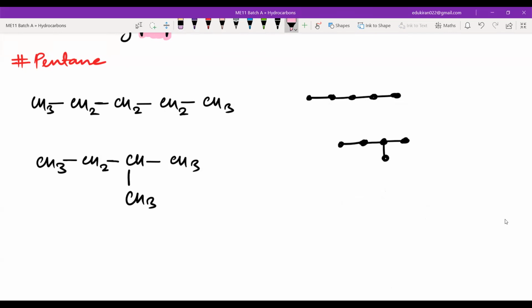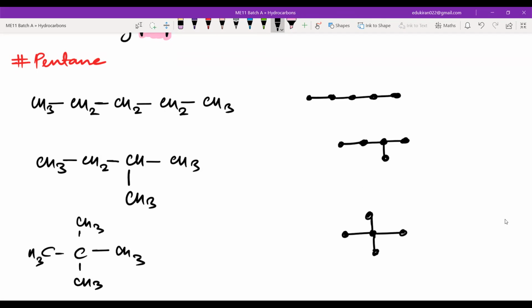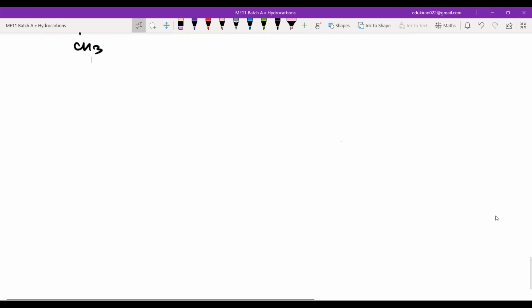Now for pentane, we have done 2. We can also reduce the chain length once more and put one of the carbon atoms here, and one of the carbon atoms here. So we'll get CH3, one carbon atom here, then CH3, CH3, CH3, and CH3. You can write the names for this also. Moving on to hexane.